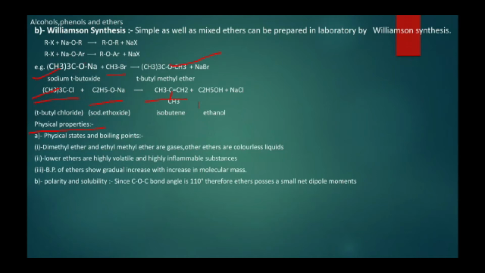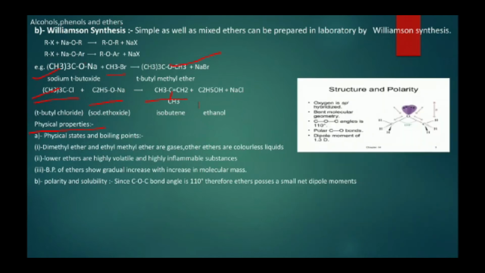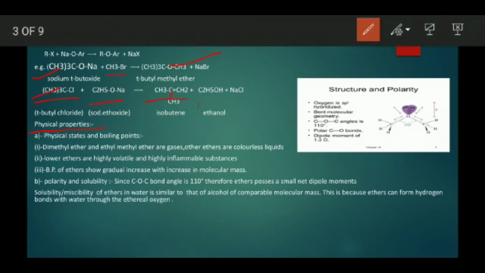Now next one, polarity and solubility. When we consider the C-O-C bond angle, then we get 110 degrees. Therefore, ethers possess a small net dipole moment. See here, when we observe this structure, then we see how this ether is a polar molecule. So the bond angle is 110 degrees. You are observing here.